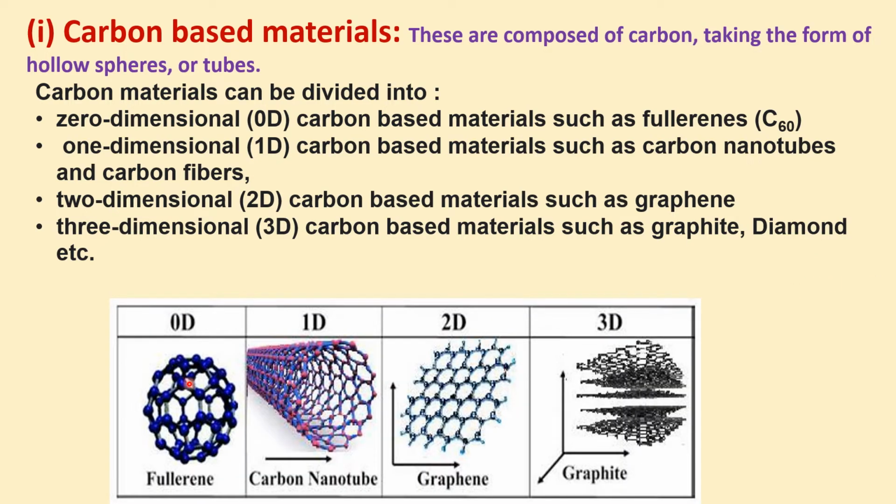And we can see in the zero dimension case, it is the fullerene structure. In one dimension, these are carbon nanotubes, and nanorods may also be there. In the two dimension case, it is the layer of carbon. This is known as graphene. And in three dimension form, the example is graphite powder or some diamond, and these are the three-dimensional structures.